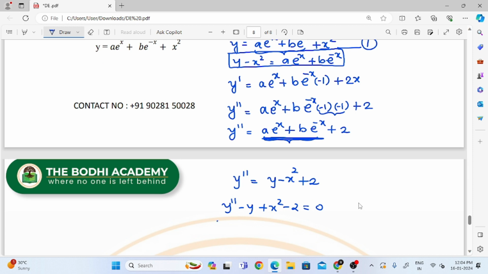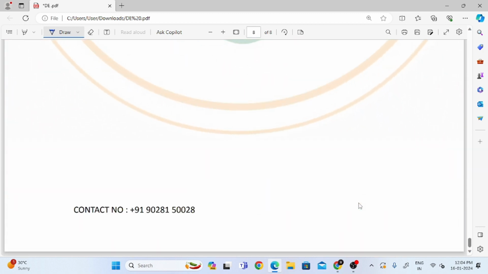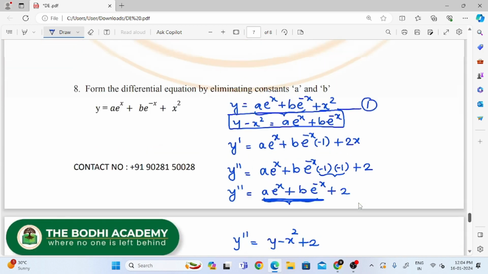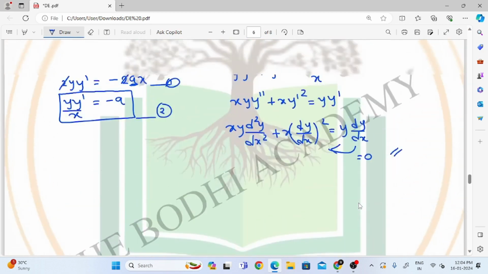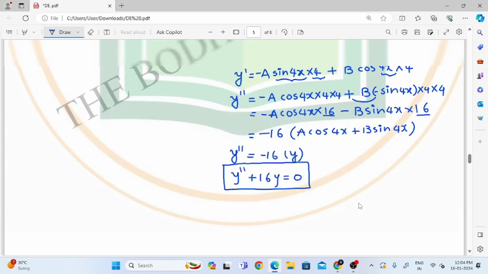Also we can write down like this: d square y upon dx square minus y plus x square minus 2 is equal to 0. Okay, so this is the question, that is how to form the differential equation whenever the solution or any family of curves is given.